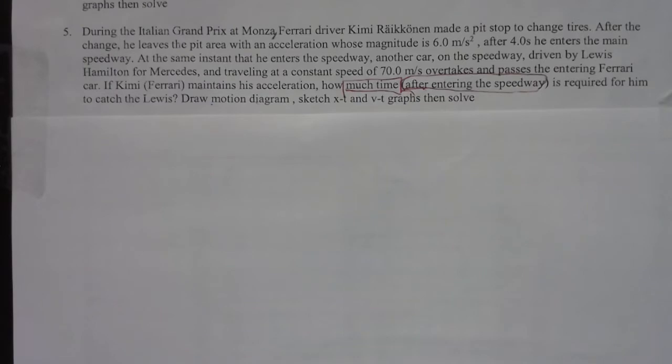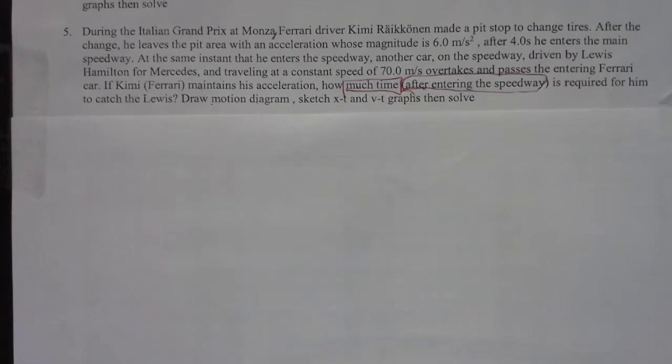So we see here that Kimi Räikkönen is driving a Ferrari race car, and he leaves the pit with an acceleration of 6 meters per second squared. After 4 seconds, he enters the raceway. And at that same instant he enters the raceway, another car driven by Lewis Hamilton is traveling at a constant speed of 70 meters per second, and it overtakes and passes the Ferrari. If Kimi maintains his acceleration, how much time after entering the speedway, that's important, I've boxed those, is required for him to catch Lewis?